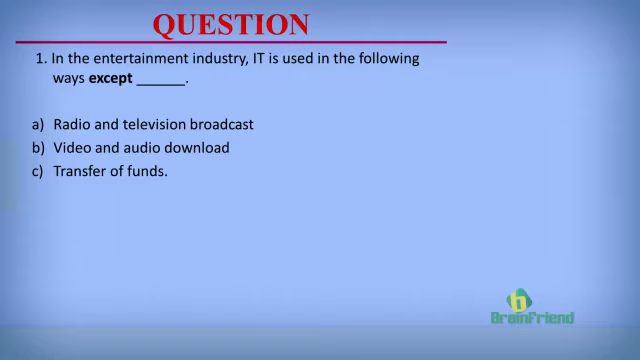Now, the test section. Question 1. In the entertainment industry, IT is used in the following ways except A. Radio and television broadcast, B. Video and audio download, C. Transfer of funds. The correct answer is C. Transfer of funds. This is a component of banking and not entertainment.